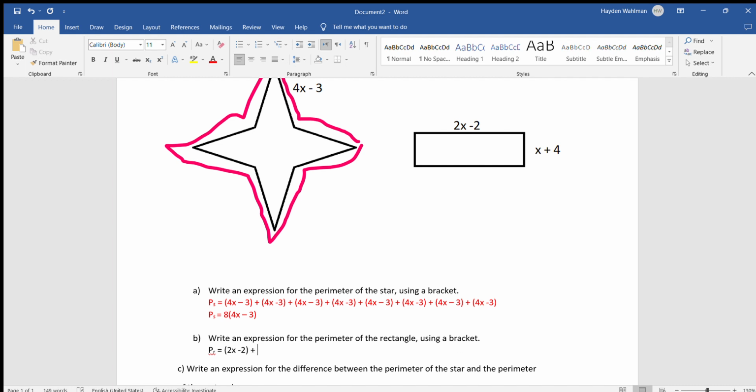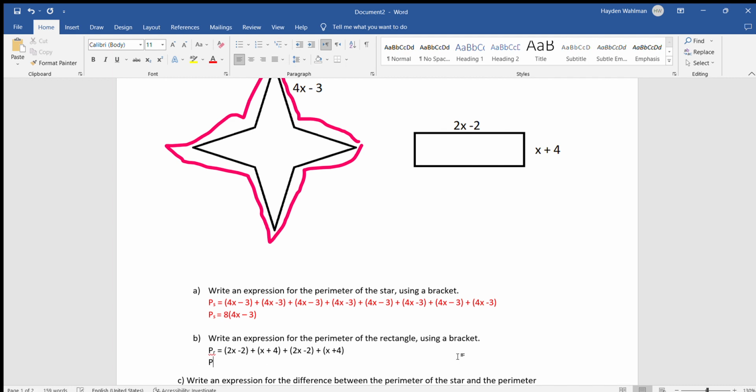And then plus the short side, right? And then plus the long side again. We already know how long that is. We don't need them to tell us that. We could see it as the same size. And plus the short side again, which is the same as, this is the same as, well, there's 2 of the 2x minus 2's, right? So we could just abbreviate that, or simplify it, I should say.